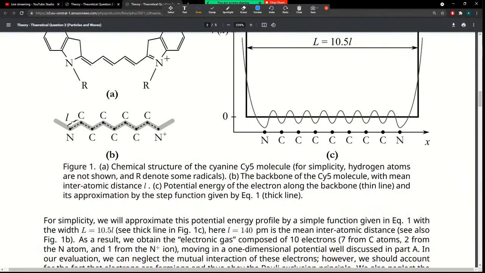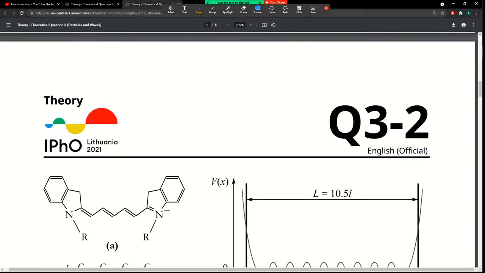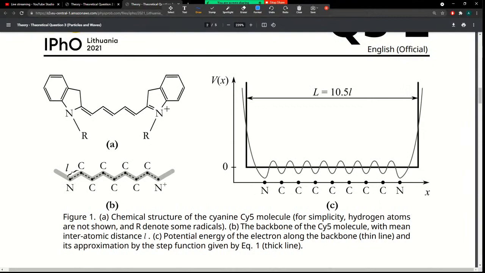Okay. For simplicity, we will approximate this potential energy profile by a simple function given in equation 1. What is equation 1? Equation 1, oh, the thick line. So L equals 10.5 l, isn't it? Oh, it is equation 1. So I guess figure C is just the potential energy interactions between each bond. Okay.